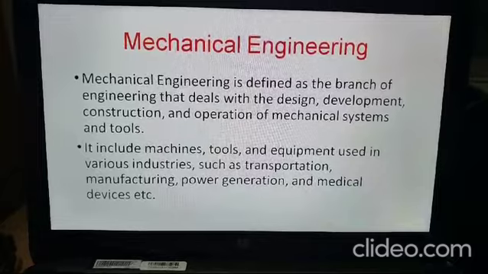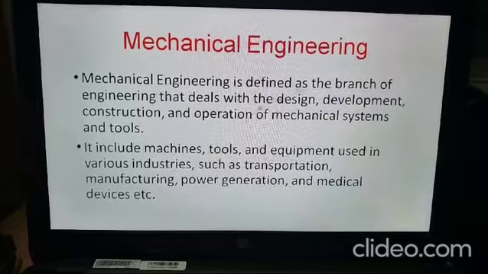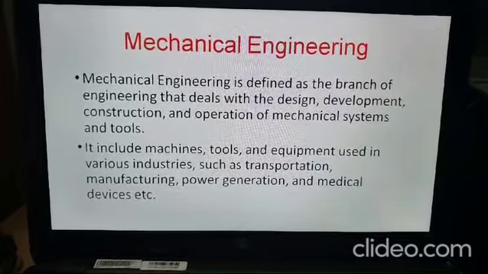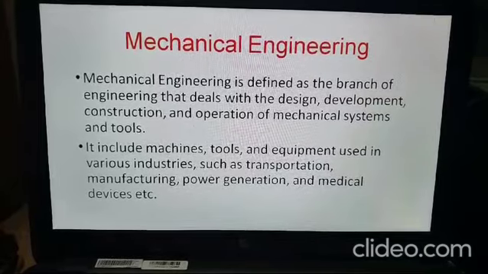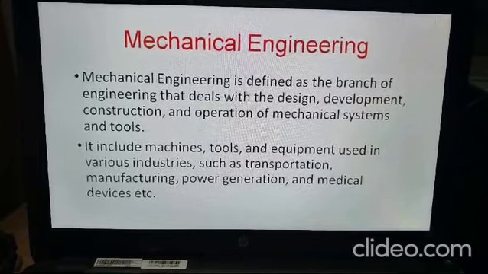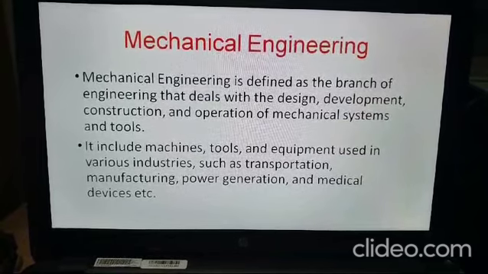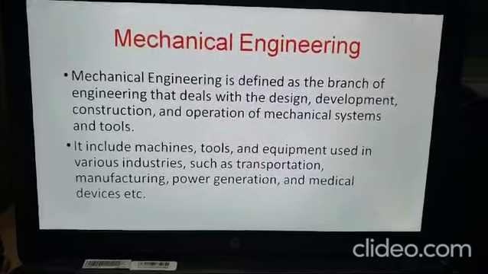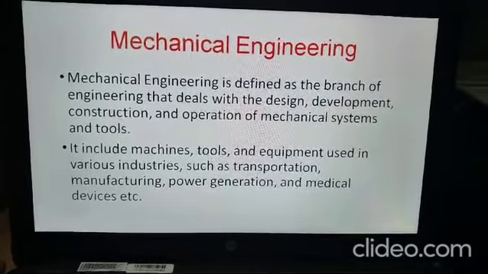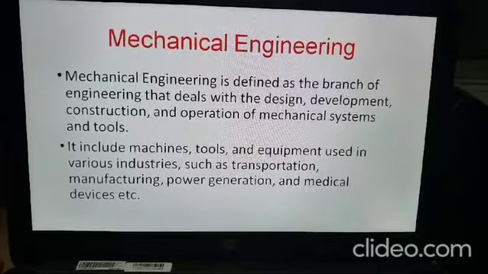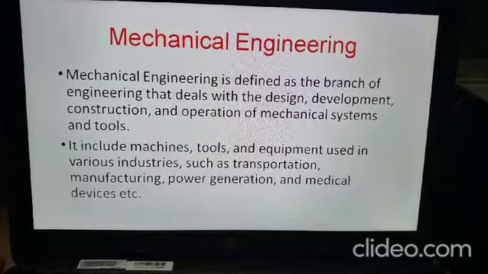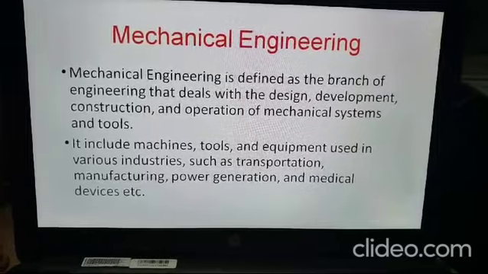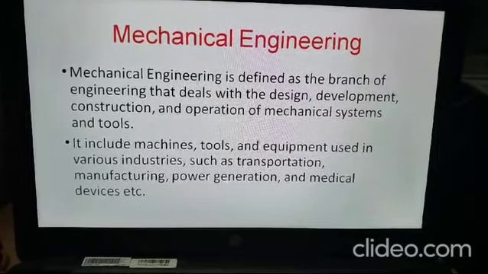Manufacturing sector, power generation using power plants. There are various types of power plants like steam power plant, hydroelectric power plant, nuclear power plant, windmill, solar power plants, gas power plants. In all those things, we use mechanical engineering to produce the final power, electricity. And recently for medical devices also, mechanical engineering is used. So this is the overview of mechanical engineering.